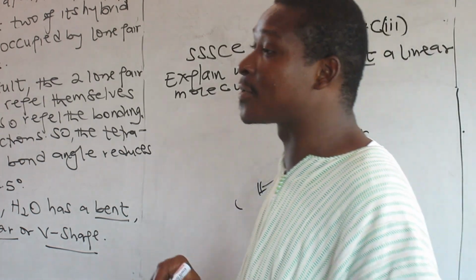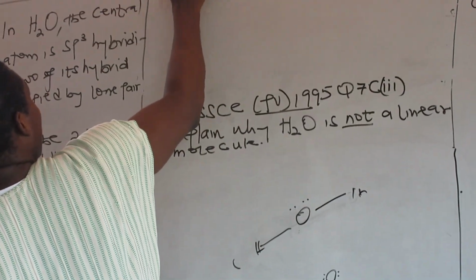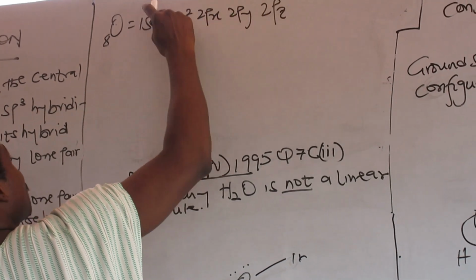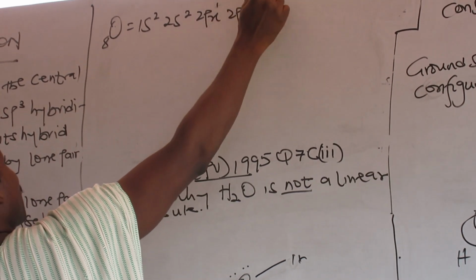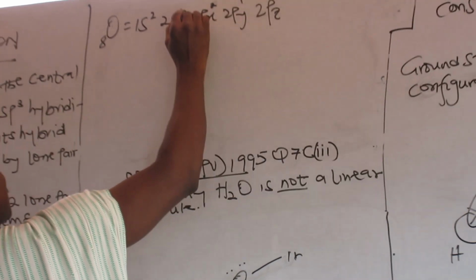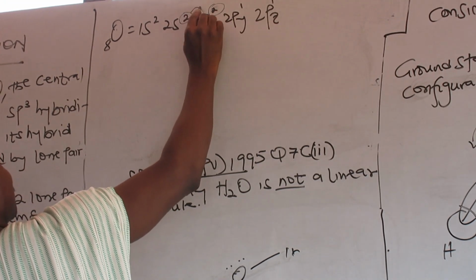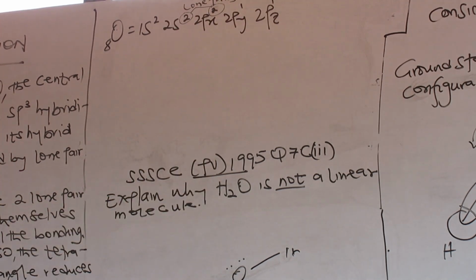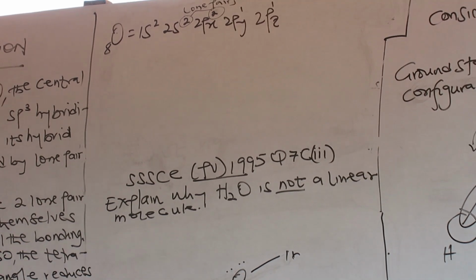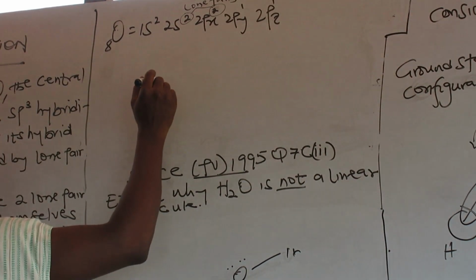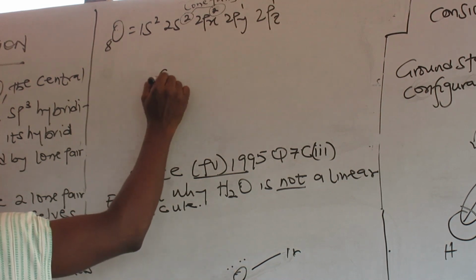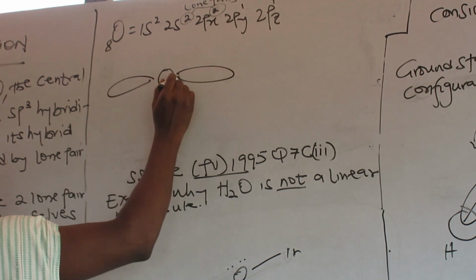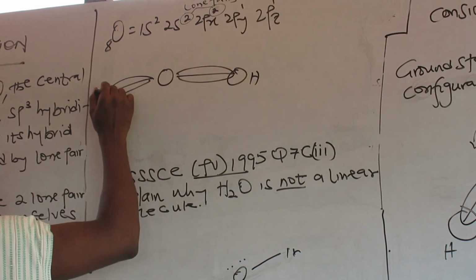Okay, let me demonstrate with the clouds. Let's go. The oxygen atom here: 1s2, 2s2, 2px2, 2py1, 2pz1, which gives a total of 8 electrons. Now we have two lone pairs. Do you agree? These are what we call the lone pairs. So the central oxygen atom has two lone pairs. What will happen is that it's supposed to be linear, as you see here, like this.